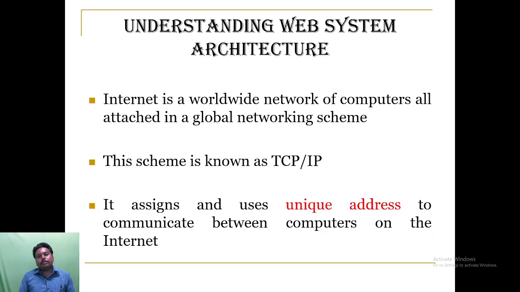Understanding web system architecture: before you study client-server communication as well as end-to-end communications, first you are going to study how the intermediate communications perform on web systems. It is derived from some architectures. The internet is a worldwide network of computers all attached in a global networking scheme. The scheme is known as TCP/IP, and one unique address is followed to communicate between the client and server and between computers. For example, the port number.